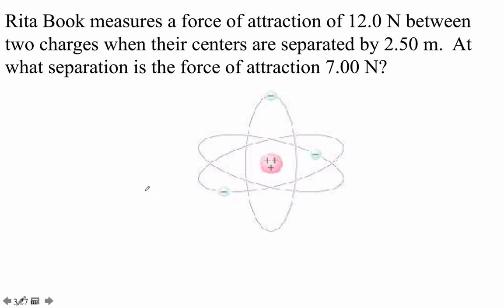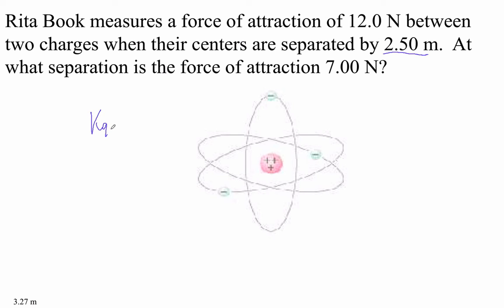Alrighty, so this is the other type of proportion type problem, right? Rita book measures a force of attraction of 12 newtons between two charges when they're separated by 2.50 meters. At what separation is the force of attraction 7 newtons? Well, it's going to be farther away, right? Because it was 12 newtons, now it's 7, right? Okay, so let's just set this up, right?